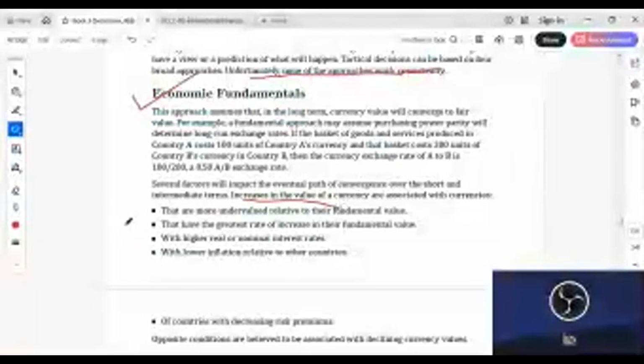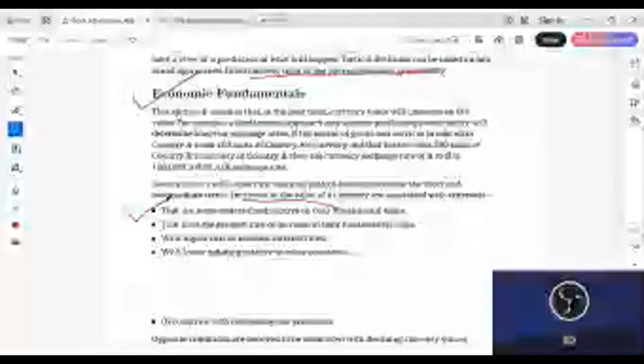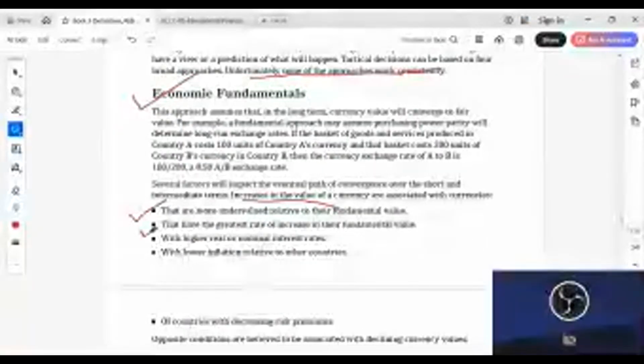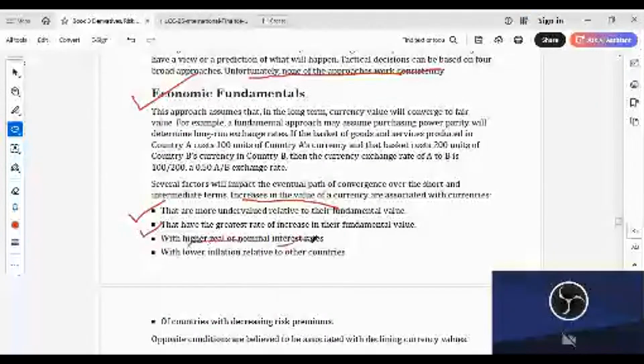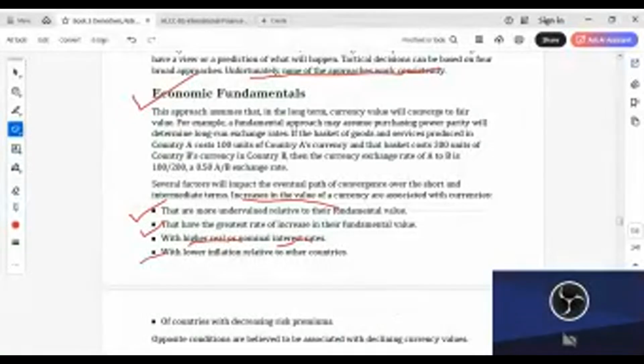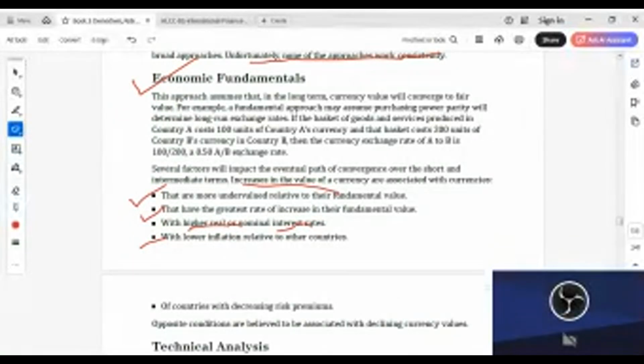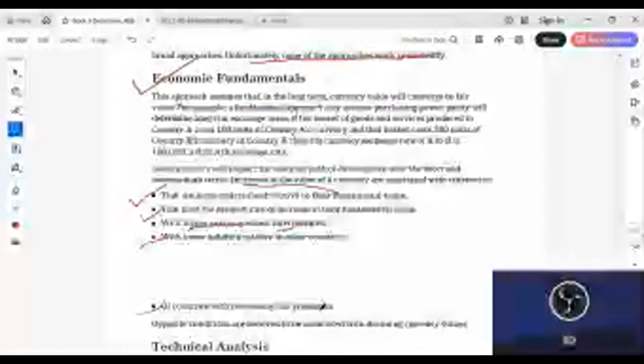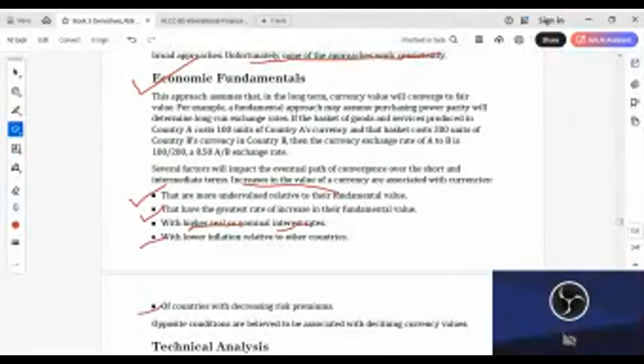Increase in value of currency usually happens when there is more undervaluation. They have the greatest rate of increase in their fundamental value. This is inflation is lower with respect to other countries, and where risk premiums are decreasing. Generally, when risk premiums are decreasing, that currency is attracting inflows, and so it tends to appreciate.